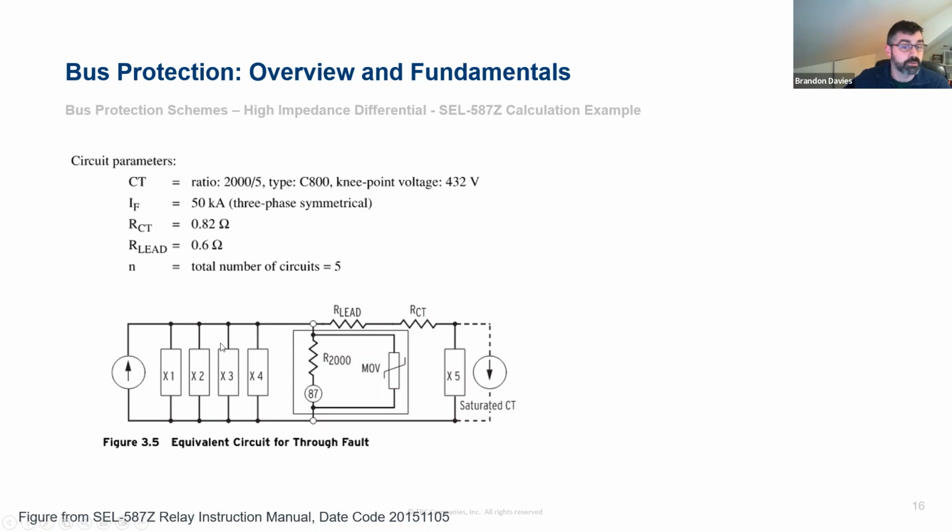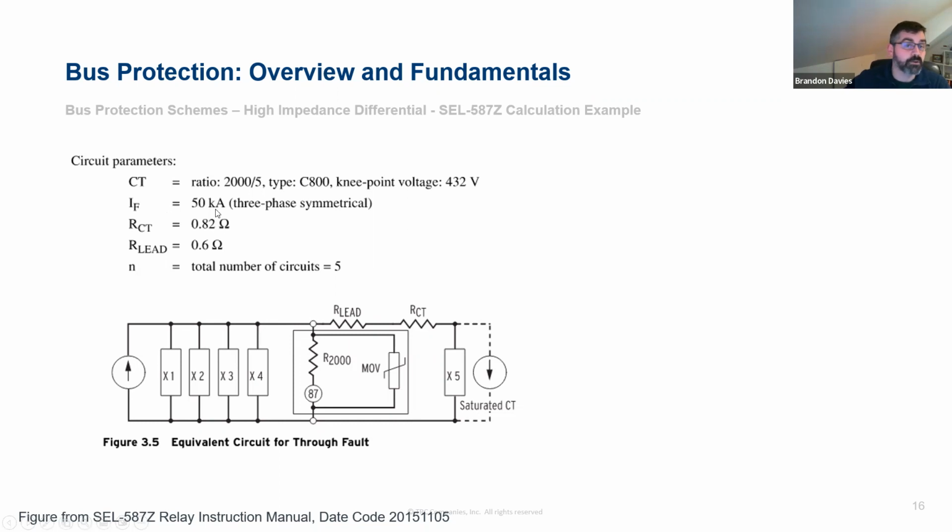We've got the ratio, and this would have to be the same, or should be the same parameters for all the CTs connected to this relay. Ideally, you wouldn't have some C800 class CTs and some C400s and different ratios. That makes it much more challenging to make this type of scheme work.